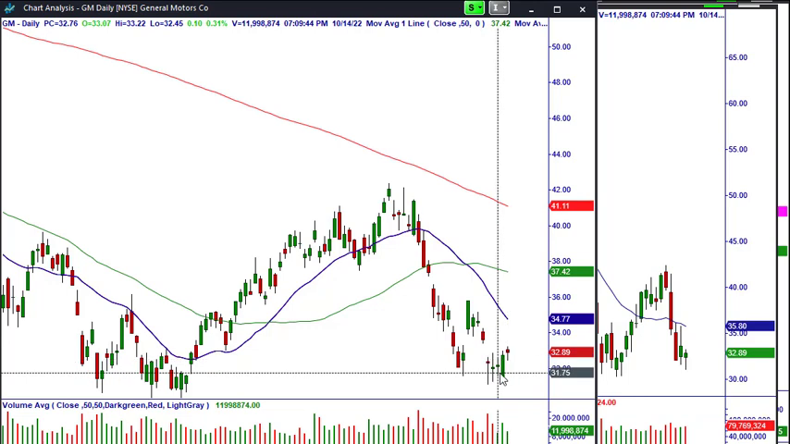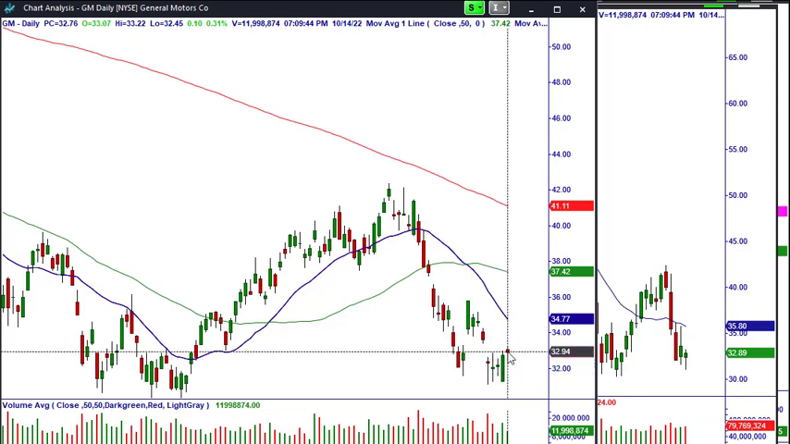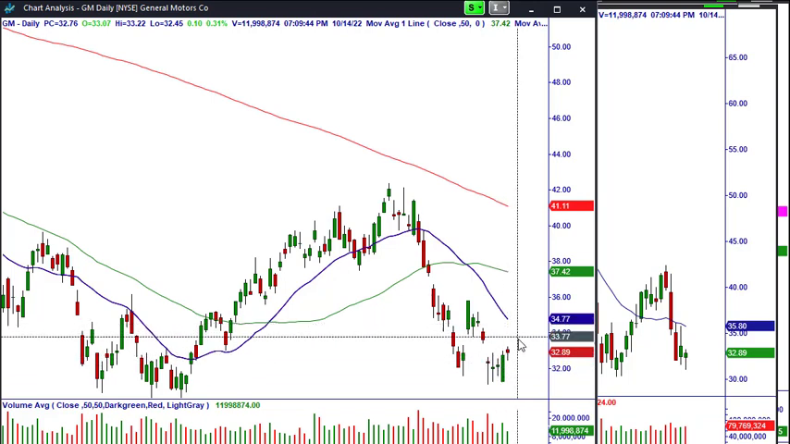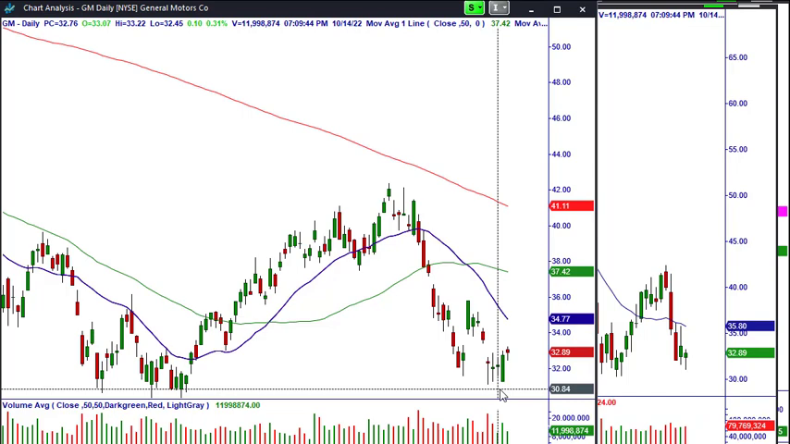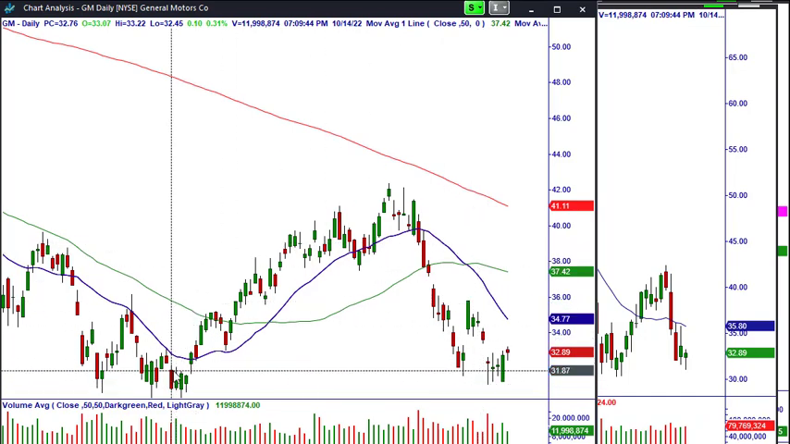But this is close enough to a 1, 2, 3. It's not textbook because Friday's high was higher. It wasn't an inside bar. It was a tad higher. But look at this beautiful gap reversal. It's kind of a retest greater than 100% retracement of this down move. Plus, it's at this July low.